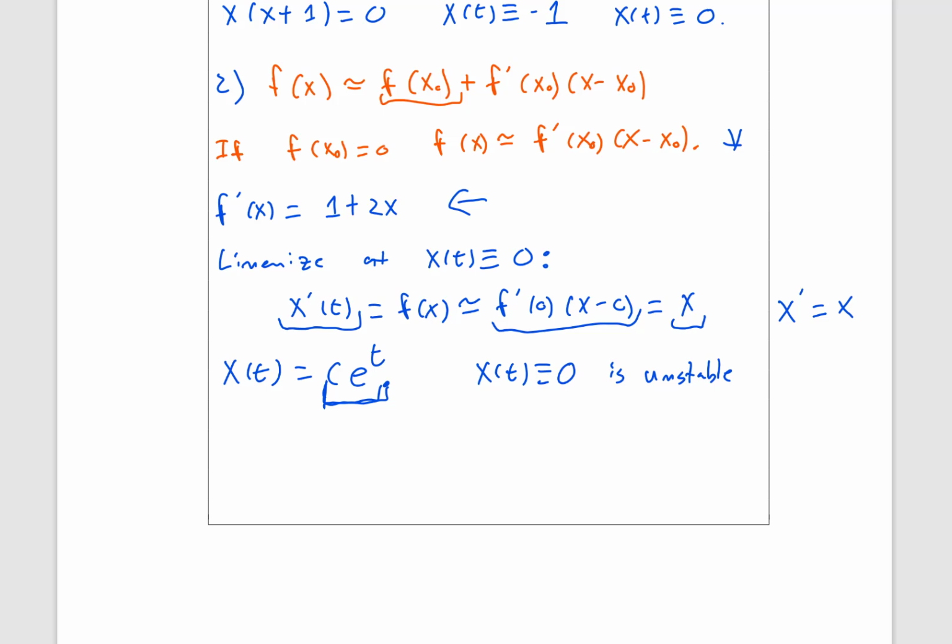And we'll look at other examples, and hopefully, after you do some examples, it'll be a little more clear, if it isn't already.